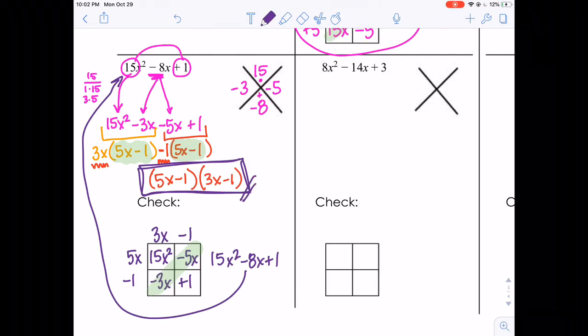All right, last one we'll do together, then you're on your own. We've got 8 times 3. That's 24. That's what we're multiplying to get. And we're adding to get negative 14.